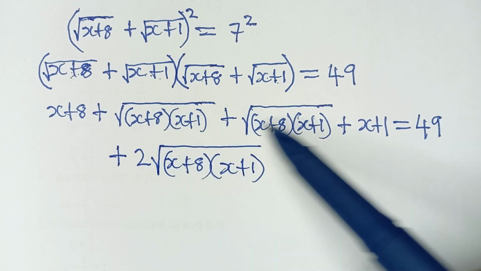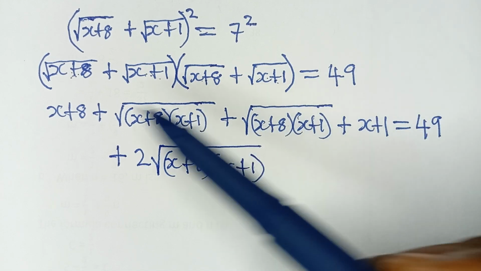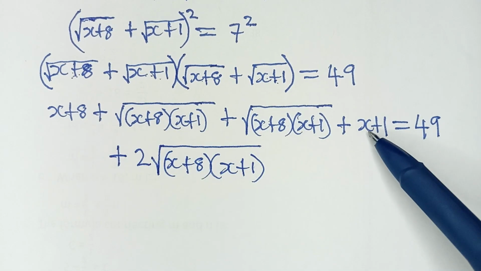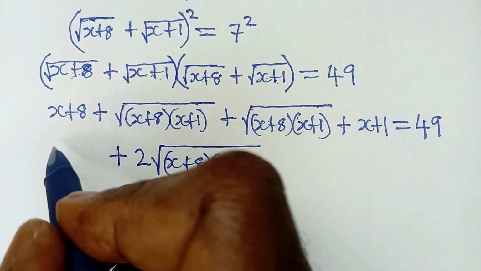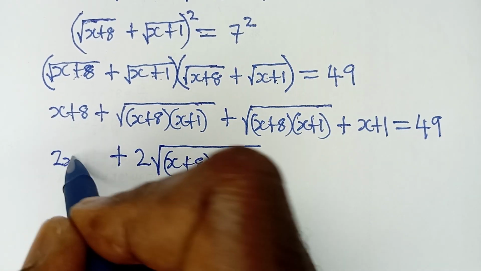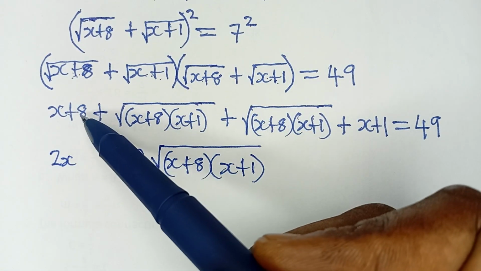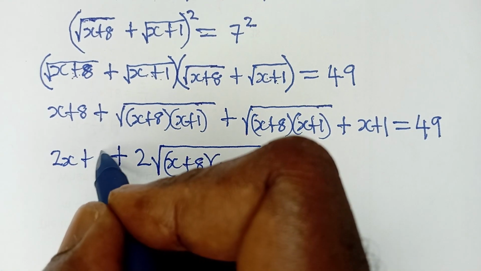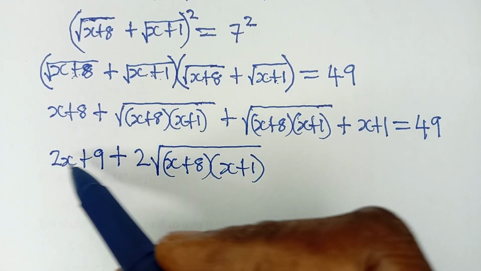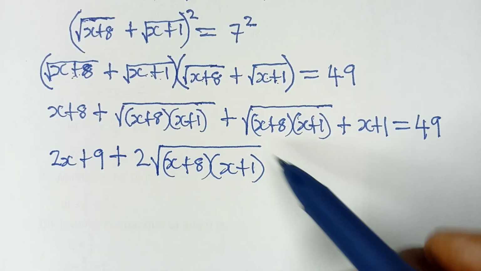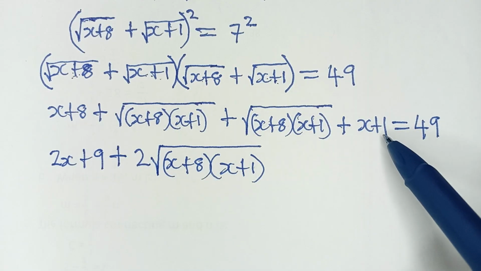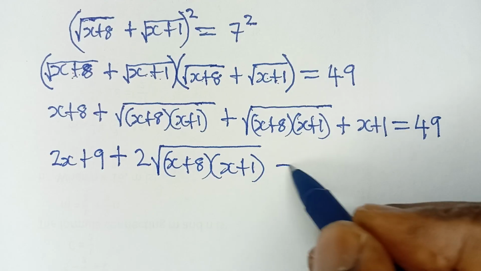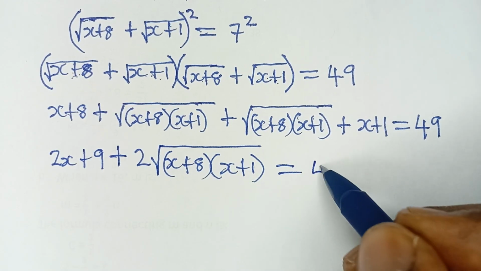Then don't forget, I've just decided to add this one first, but don't forget we have other like terms. x plus x will give us 2x. That is 2x. And then I have 8 plus 1 to give me 9. So plus 9. So 2x plus 9 plus 2 of these. So that is what I have on the left hand side. And that will be equal to the right hand side, which is 49.